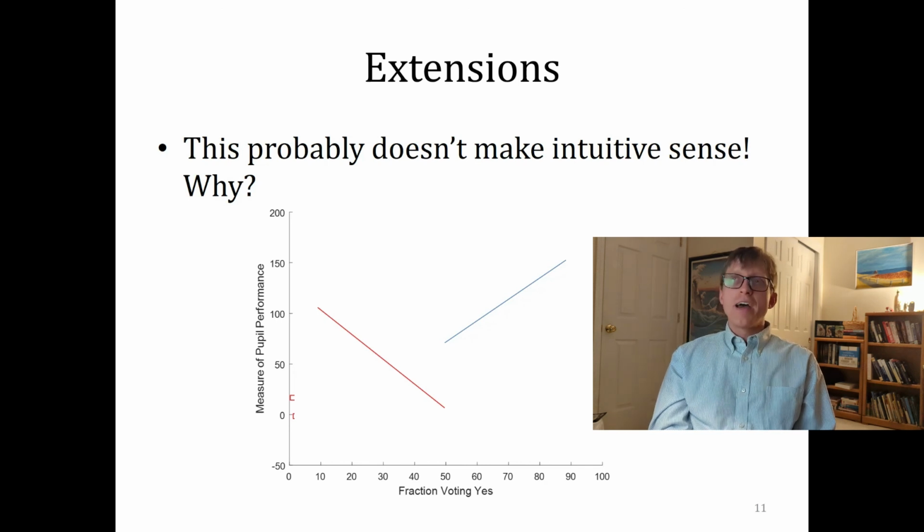We would normally think that the larger the vote share supporting a new school, the larger the share of the population that cares a lot about schools. Okay, so we would actually expect a positive regression line on both sides of the threshold, even if they're not the same slope.